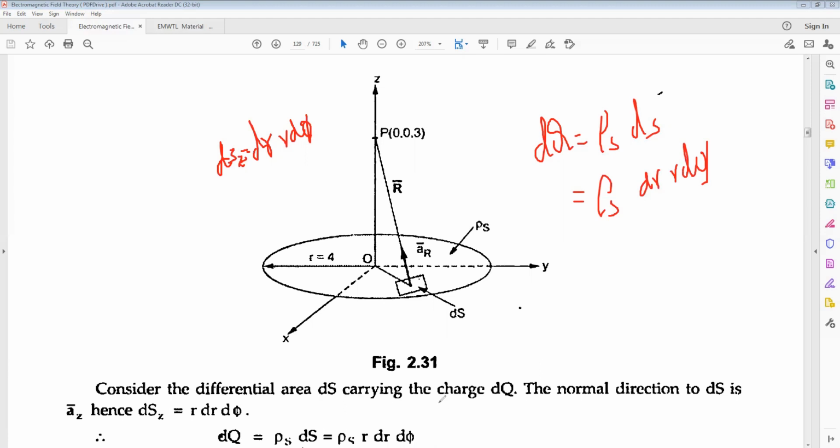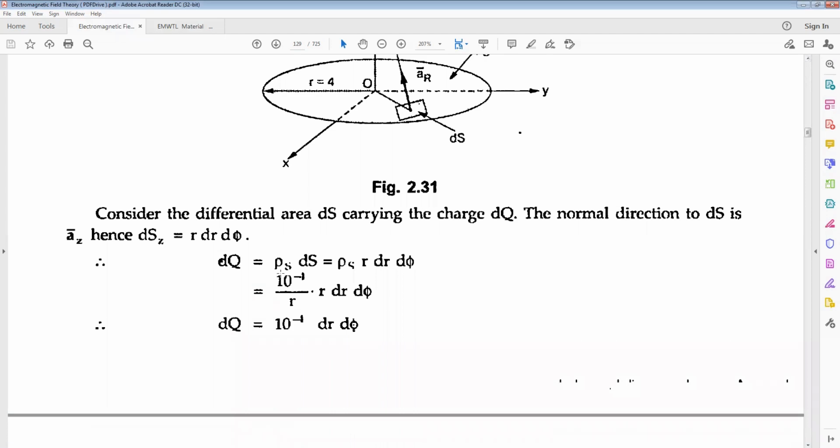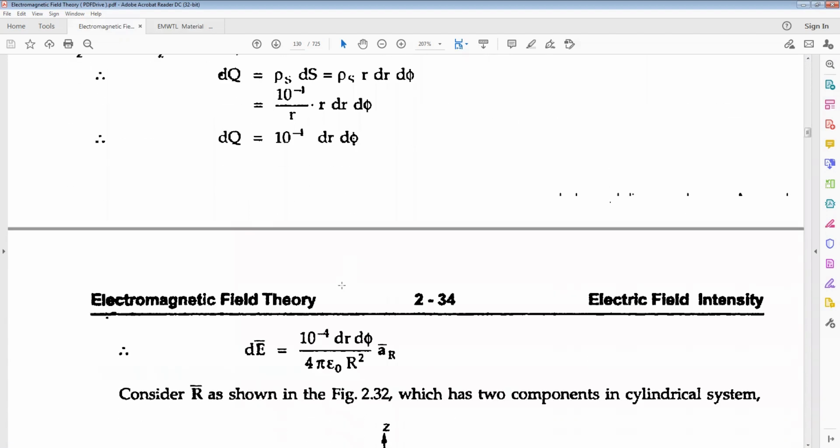Consider the differential surface area carrying the charge dq, with normal direction ds z bar. I already told you, the differential surface area normal to the z direction has no dz component. We have only the r component and the phi component. The phi is not alone, with the radius we can write r into d phi. That is dq equal to rho s, which is 10 power minus 4 by r, into r dr d phi. The r gets cancelled. dq is equal to 10 power minus 4 dr into d phi.